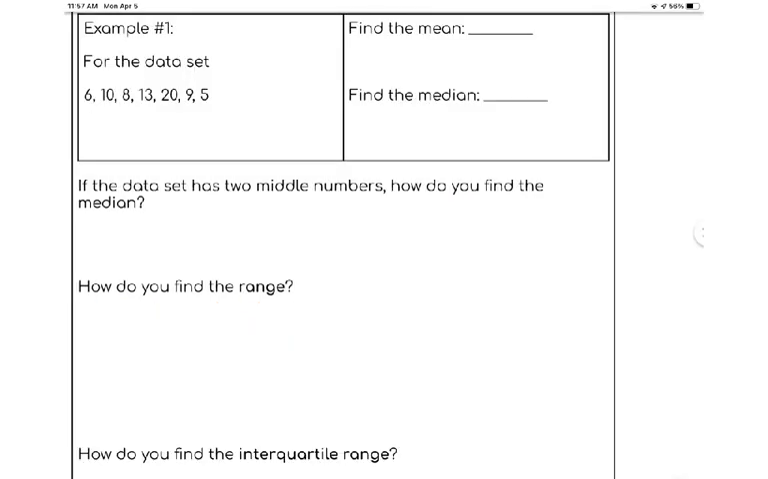So I want you to pause this right here, and I want you to do example 1 that's given on your guide. I'll give you a few moments to do that.